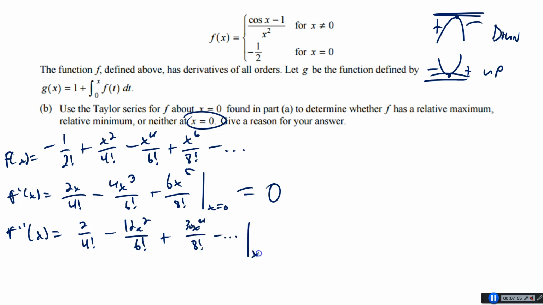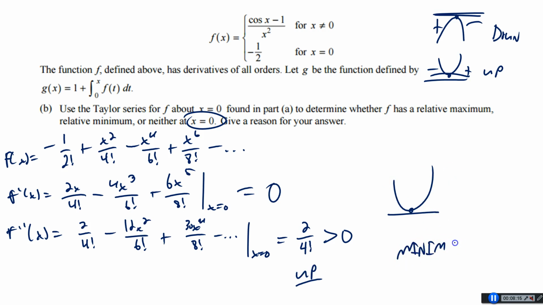If we plug in 0, we get 2 over 4 factorial. Now what's the important thing there? Some of you will be like, well, that's 1/12, right? Okay. The important thing is it's greater than 0. That means that at this moment, at 0, this function is concave up. So always draw a picture. Concave up. Derivative is 0. This is a minimum. That is the second derivative test we just used there.